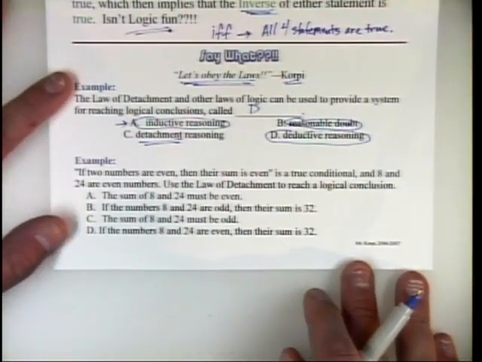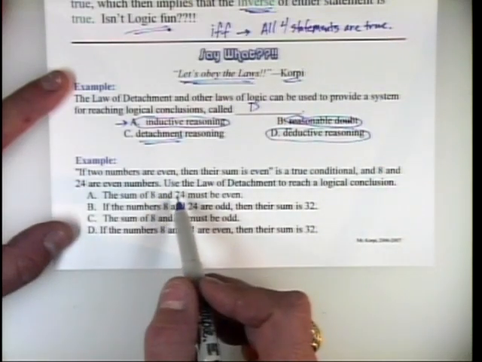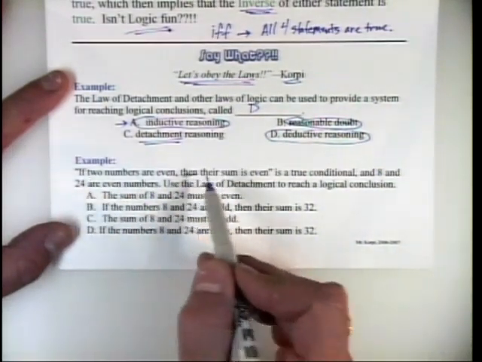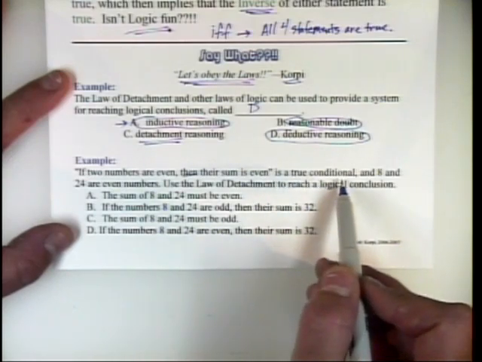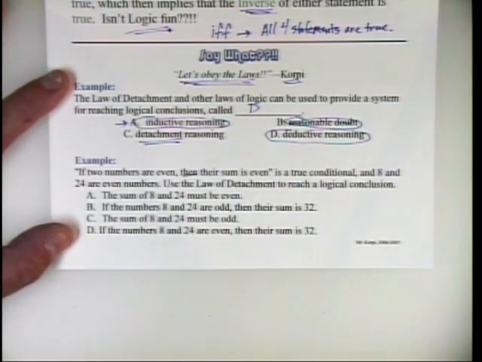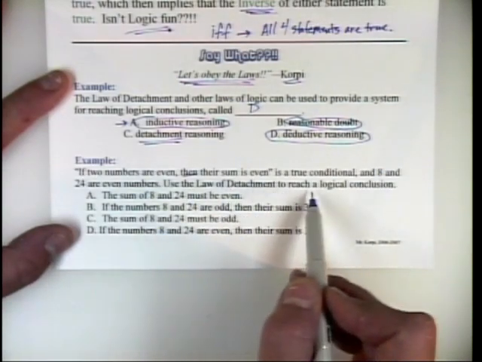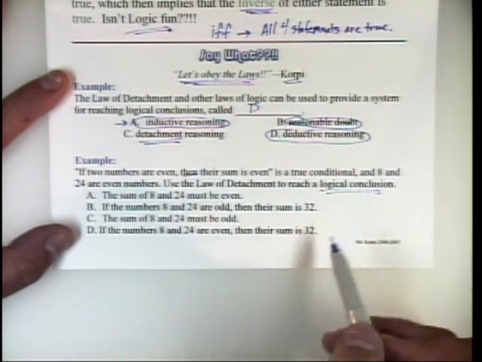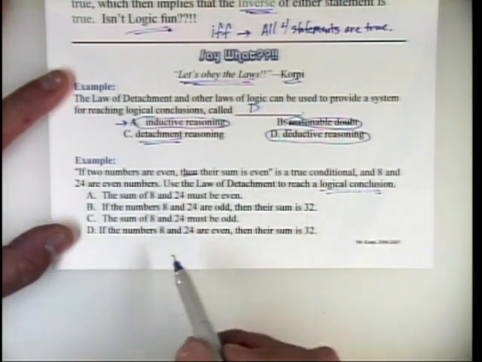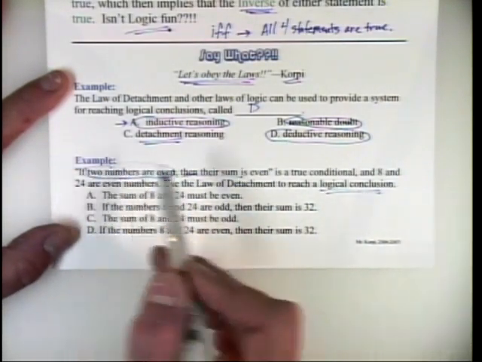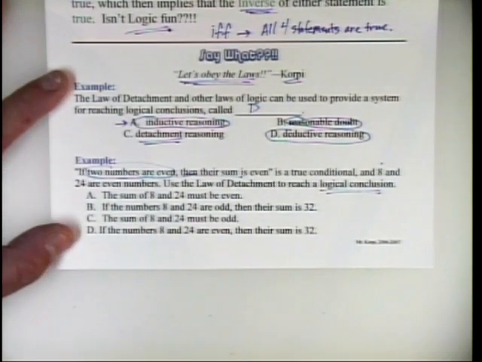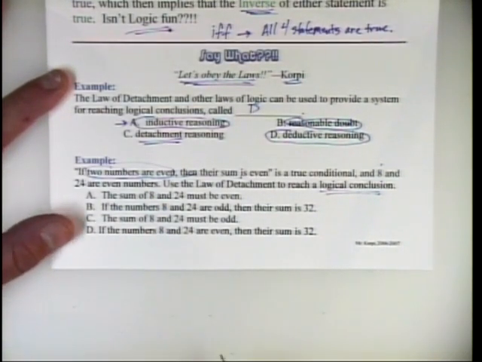All right, the next example. If two numbers are even, there's the if, then their sum is even. If it's a true conditional statement and 8 and 24 are even numbers, then the law of detachment will allow us to reach a logical conclusion. Which one is it? So again, the law of detachment says, assuming that the statement is true and assuming that we do have two even numbers, and we do, 8 and 24, what can we assume using the law of detachment?